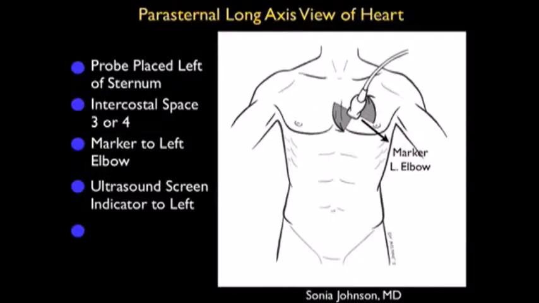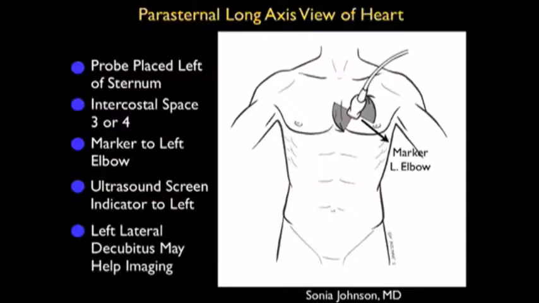That's with the caveat that the ultrasound screen indicator would be over towards the left of the screen. This will align the probe in the long axis of the heart. Occasionally it can be somewhat difficult to get a good view of the heart from this plane, and moving the patient into the left lateral decubitus position can sometimes help imaging from the parasternal long axis plane of the heart.